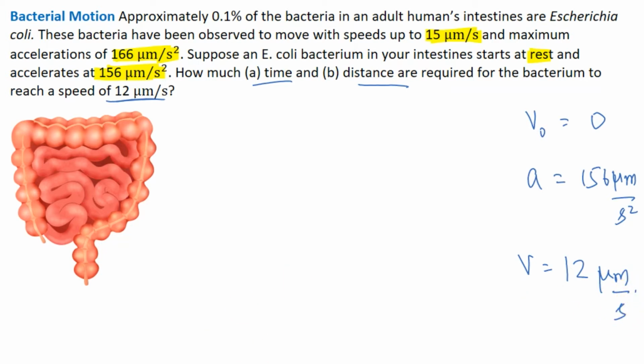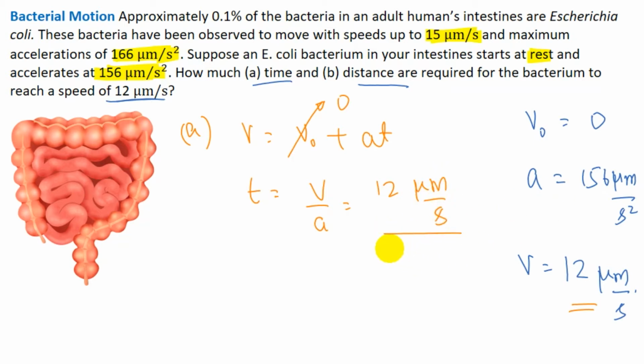First, in the A part we'll be calculating the time to reach this speed. For that we can use this equation: V equals V0 plus AT. Since initial velocity is 0 because it starts from rest, V0 would be 0 and T would be equal to V over A. So V we have 12 micrometer per second divided by acceleration 156 micrometer per second squared. From here we'll get the time to be equal to 0.077 seconds. So this would be the answer for the A part.